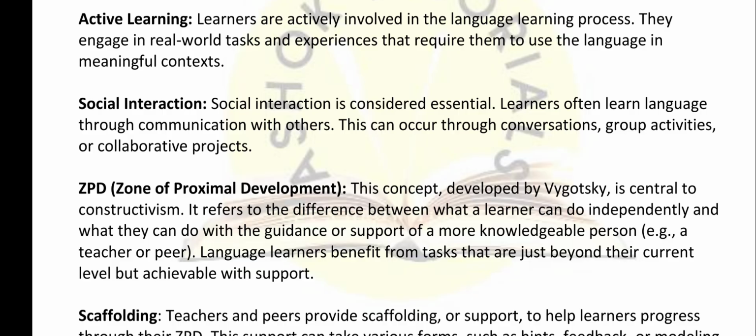All right, social interaction. By the word itself you understand what they are going to talk about. Social interaction means how he or she is interacting with the family, with the neighborhood, with the teachers, with the friends, with the peers, with the elders, with the siblings, right? So social interaction is considered essential. Learners often learn language through communication with others. This can occur through conversation, group activities, or collaborative projects.